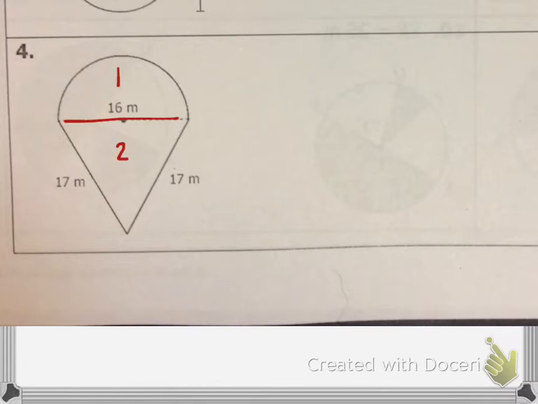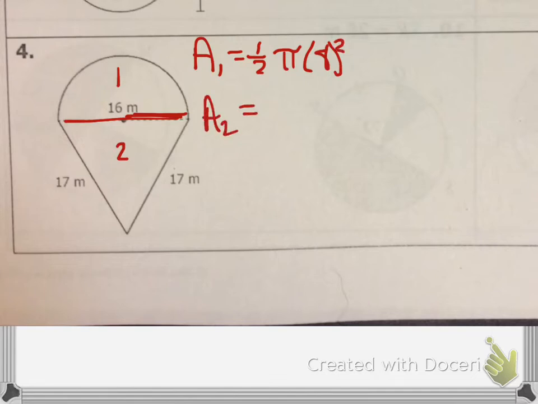The base is 16. Region 1 is a semicircle. Now again, keep in mind, I should put here region 1, 1/2 pi r squared. That's how you find the area of a semicircle. So that would be 8 squared. That one's easy. Okay, region 2, I'm going to do it this way this time.